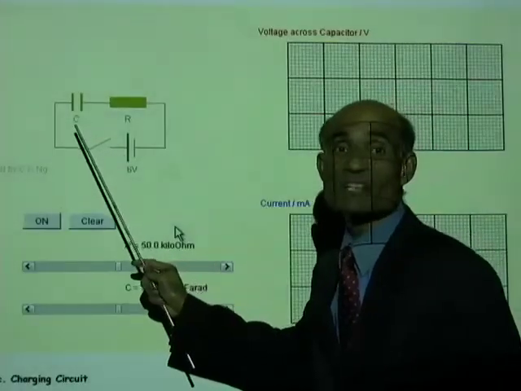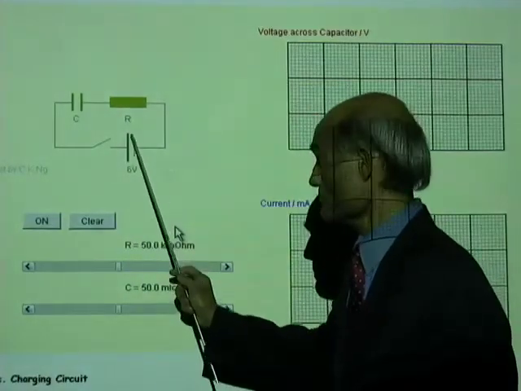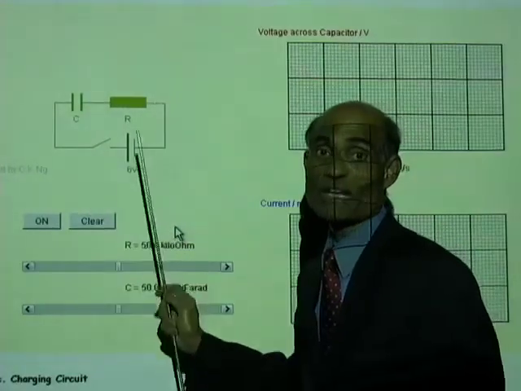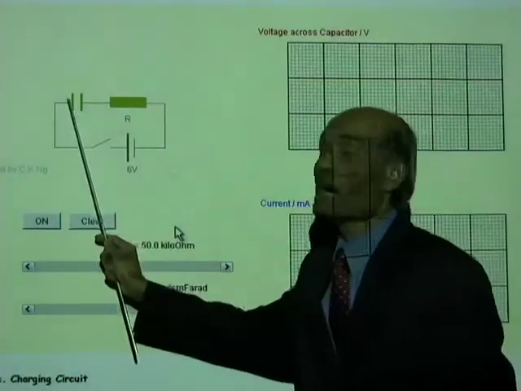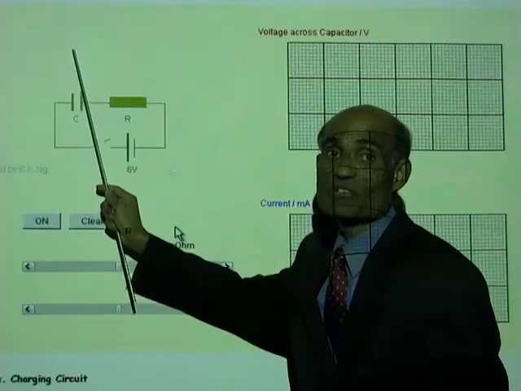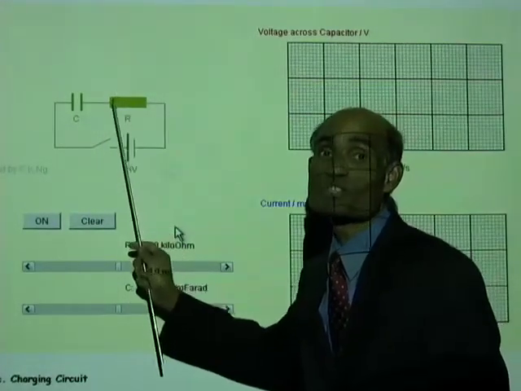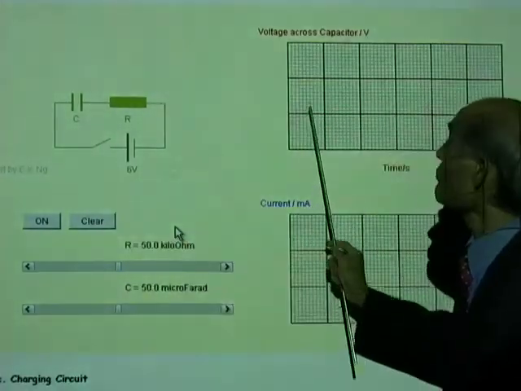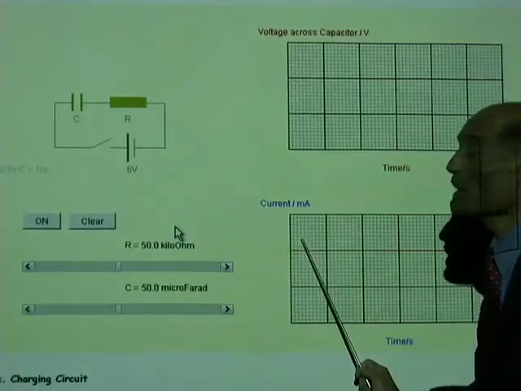Here we have the RC circuit. This is the capacitor, this is the resistor, and we have a 6-volt battery connected all in series. Now, if I turn it on, I want you to watch how the potential difference across the capacitor changes and how the potential difference across the resistor changes. It is animated here and you can watch it. And a graph will be drawn, voltage across the capacitor and current.